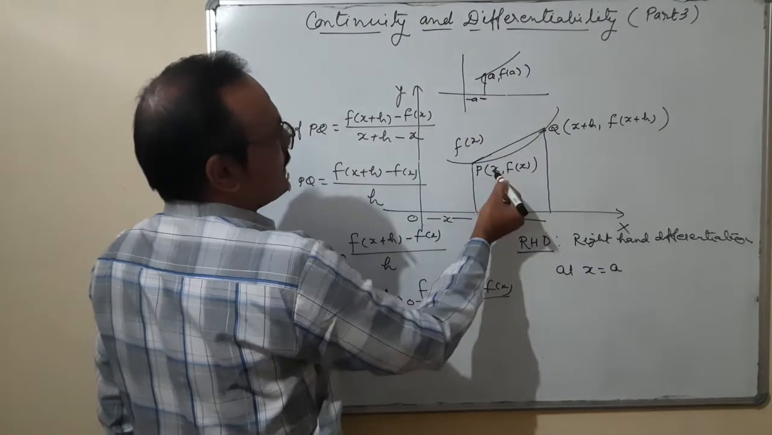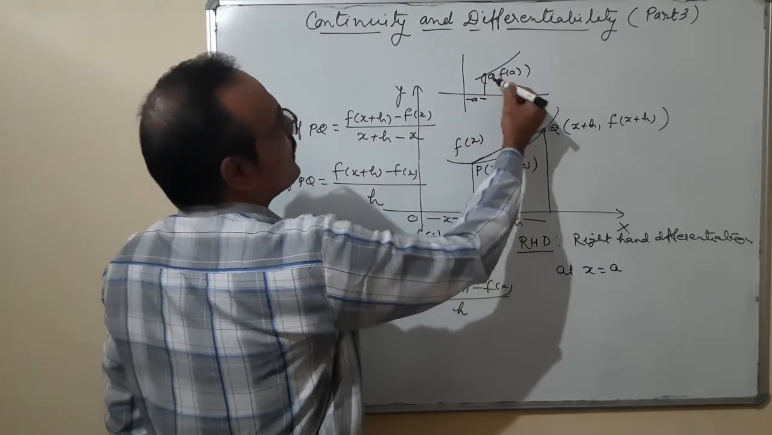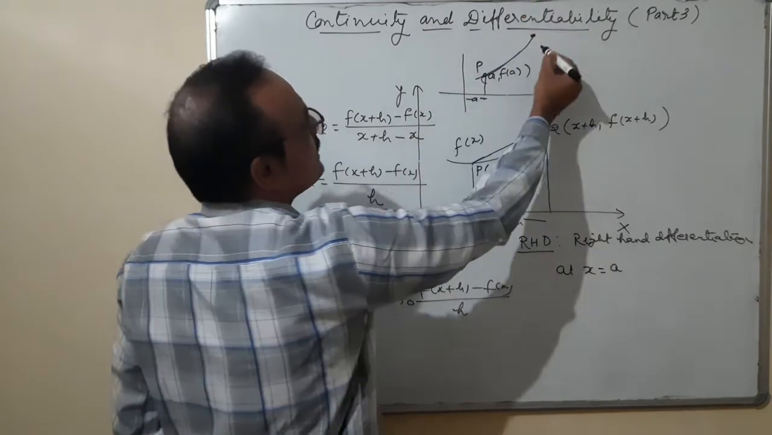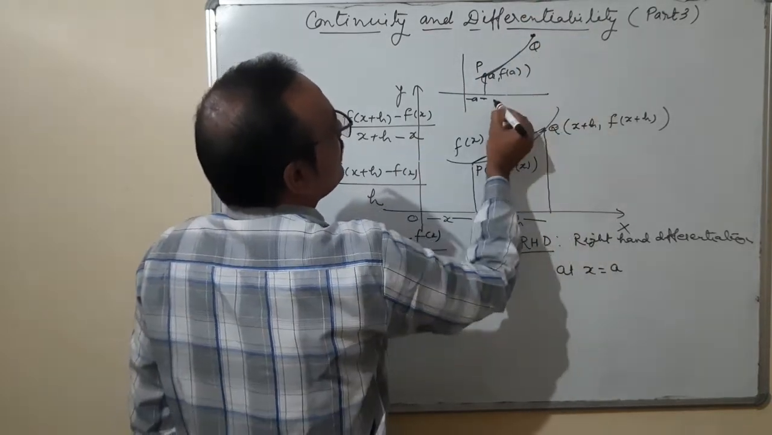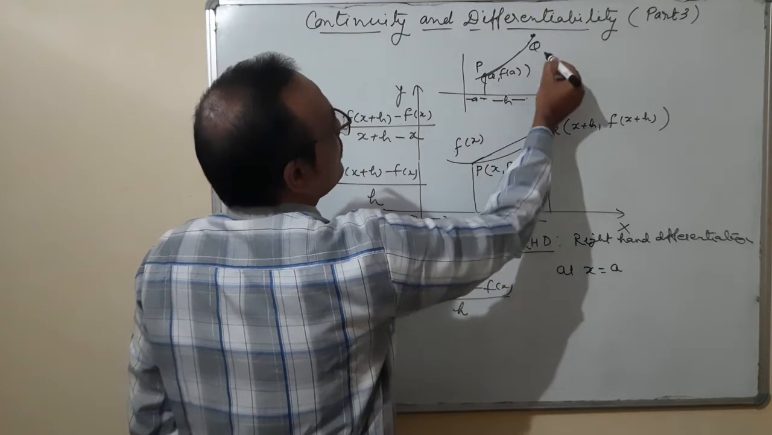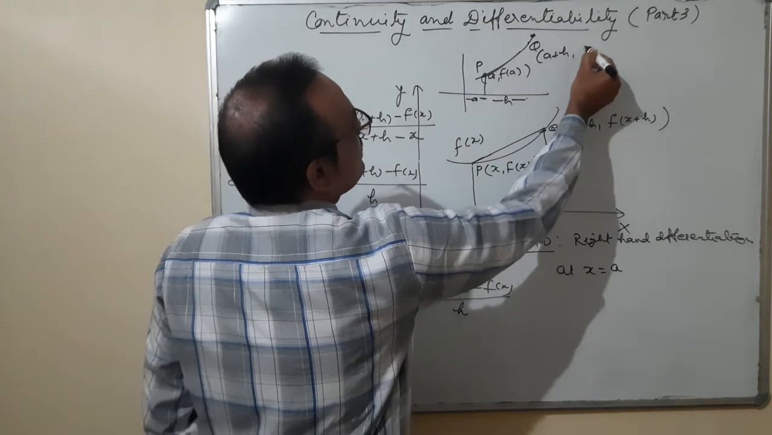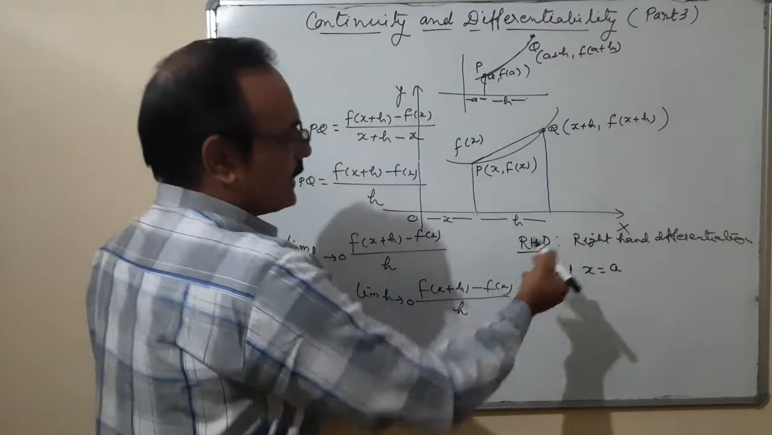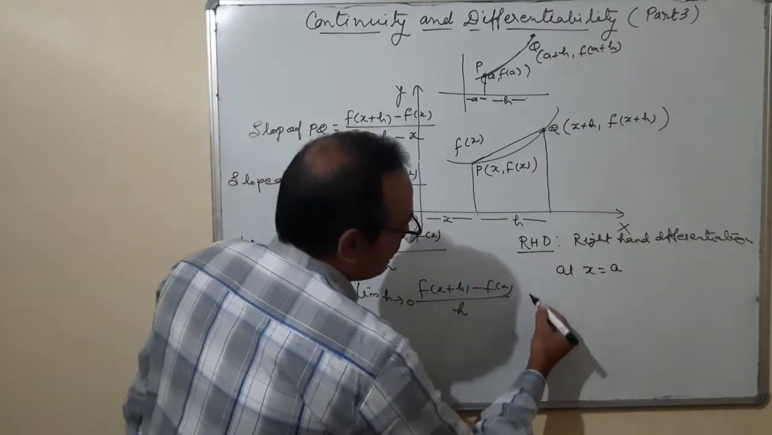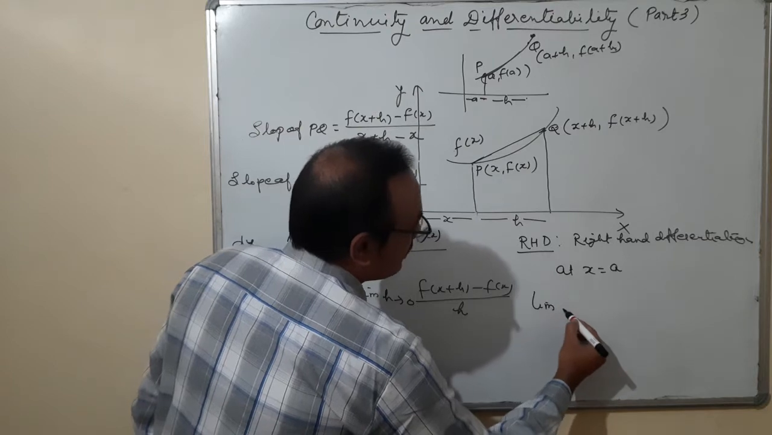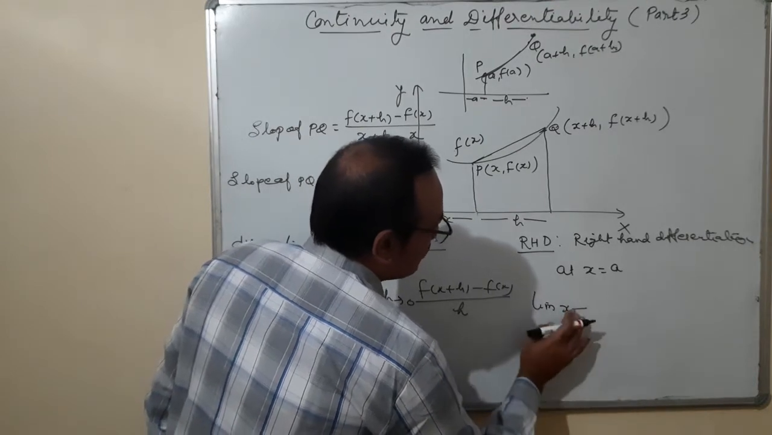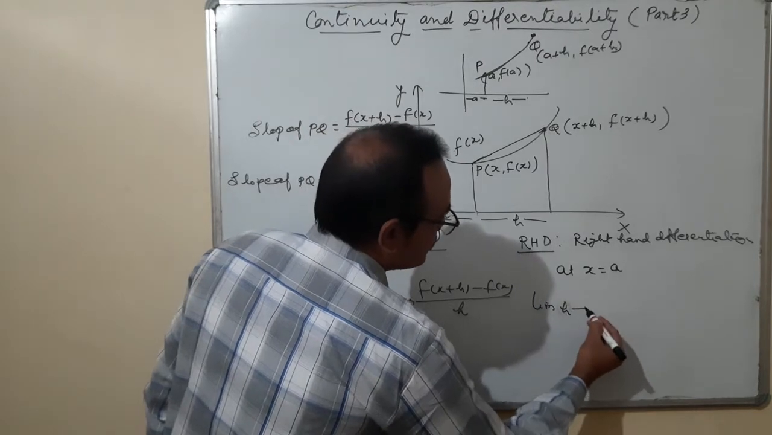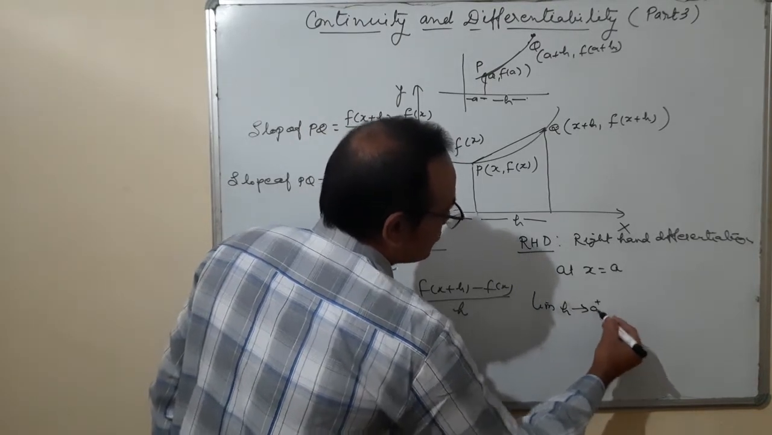Coordinate same as x and f of x. It is A and f of x. After this is P, right hand, that means towards the right side. This point is Q and this distance is h. Then what is coming here? A plus h, f of A plus h. Okay. So at x is equal to A, RHD, limit h tends to 0 plus.